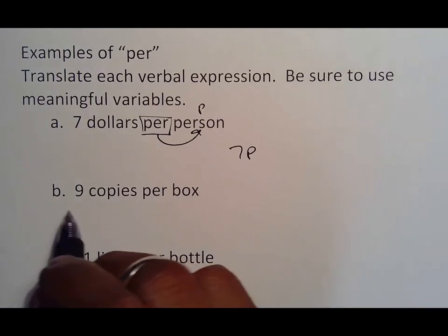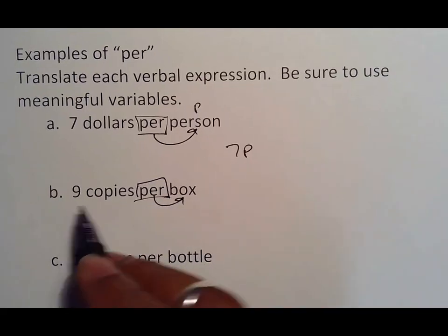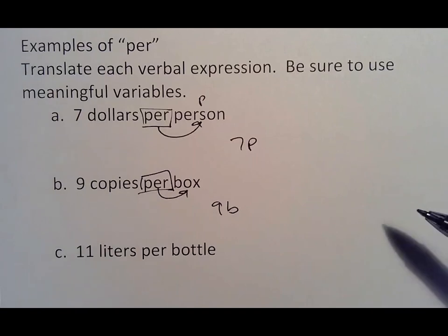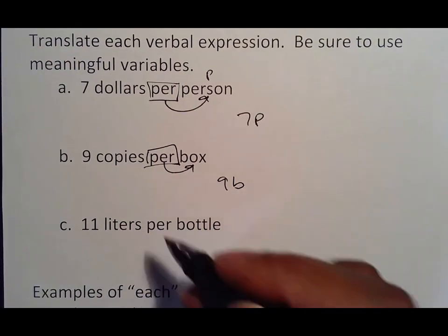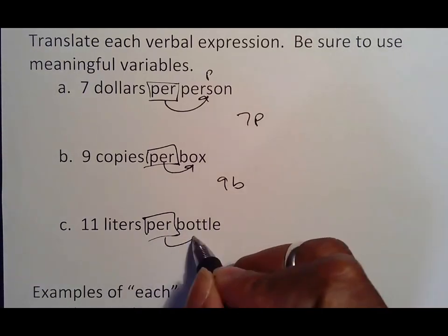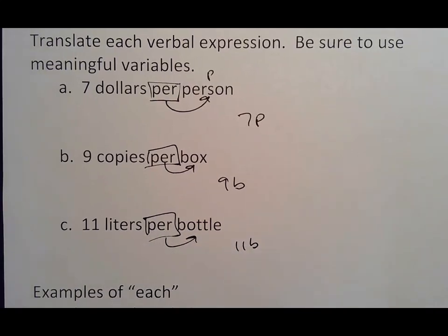Alright, same thing here, 9 copies per box. It is per box, therefore it's going to be 9B because it's 9 per box. 11 liters per bottle. I guess I didn't get creative with that, but per again is what you're talking about here. It is per bottle, so it's going to be 11B because you're doing 11 times the number of bottles.